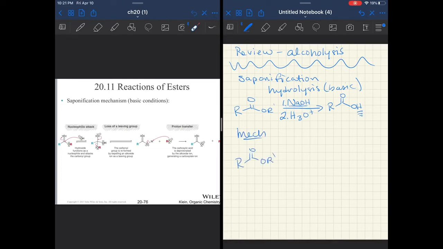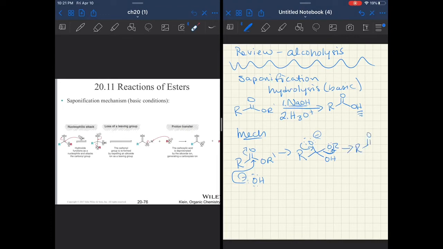Hydroxide is a much stronger nucleophile than water or alcohol was, so it can just attack on its own. Open up, you get your tetrahedral intermediate. Are you tired of me saying those words yet? No? Good. OH. Here we go. Now, since we are in basic conditions, it's okay to lose something that's not as good of a leaving group. The OR can leave because the pH is high. It's okay that we are going to create OR minus. We're already in a condition where there is OH minus.